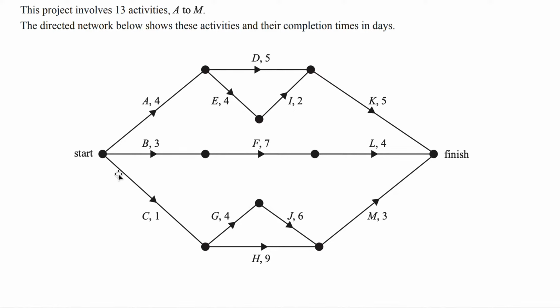And remember that when we read these, we can say things like from the start, activity A can begin straight away. Its duration is 4 days. And then activity D and activity E can begin as soon as activity A is finished, right? And so on. So that's how we interpret information from these diagrams.